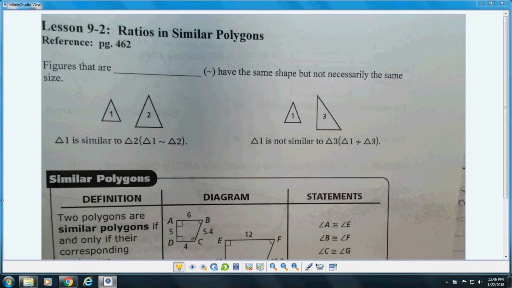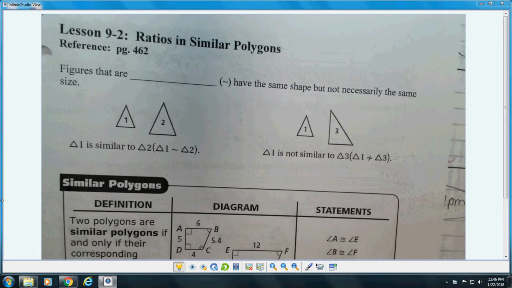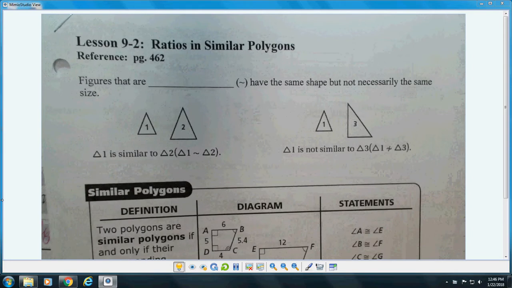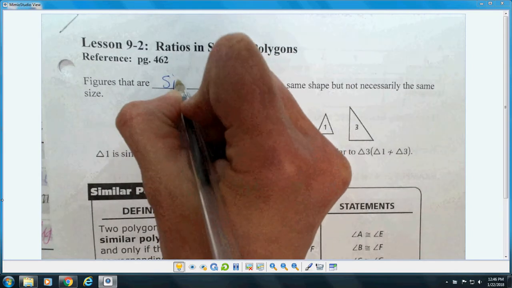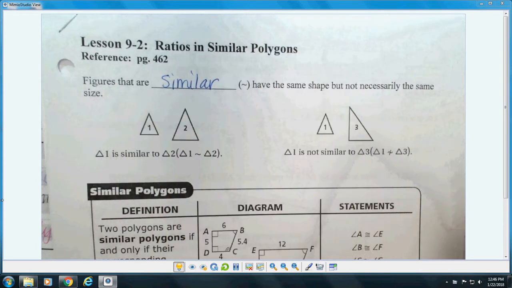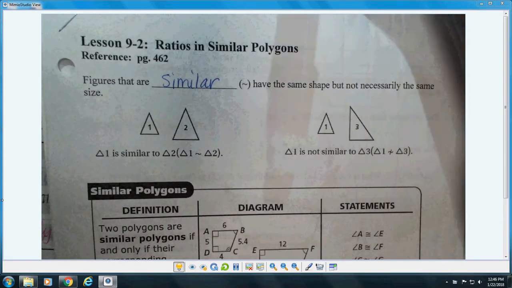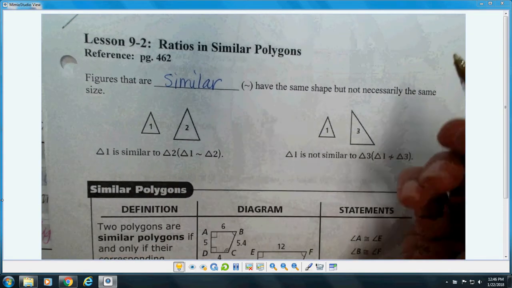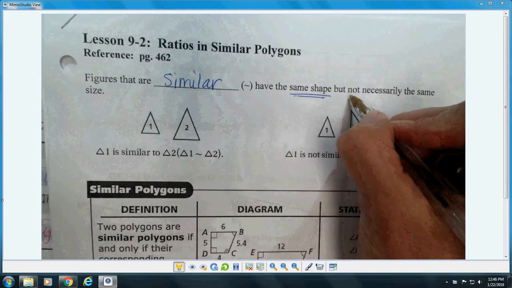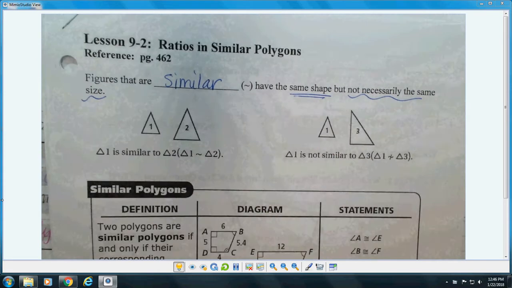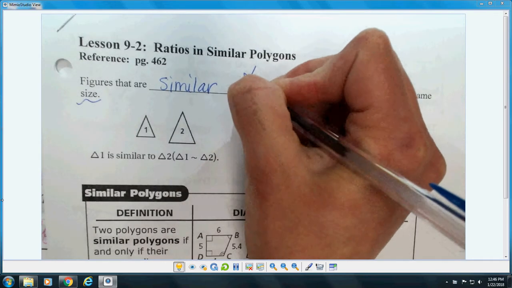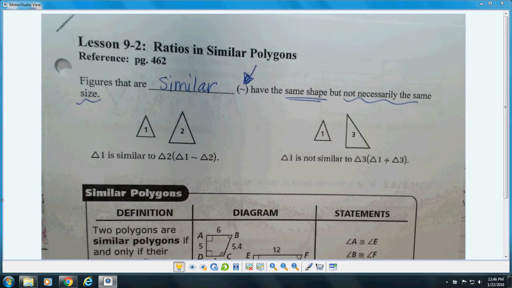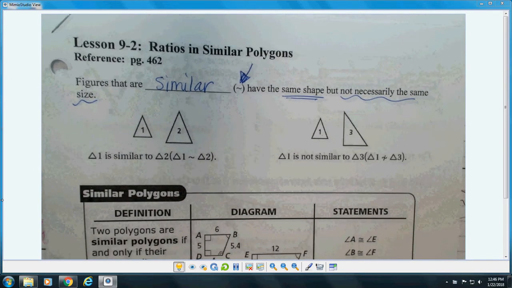Okay, so today we're talking about similar polygons, whereas yesterday we were talking about just being proportional, pretty much. So figures that are similar have the same shape, but not necessarily the same size. So they have to have the same shape, but they can be the same size, or they can have different sizes, okay? Notice the symbol here. It's very close to a congruence, except it does not have the equal, so they're not always equal, okay?